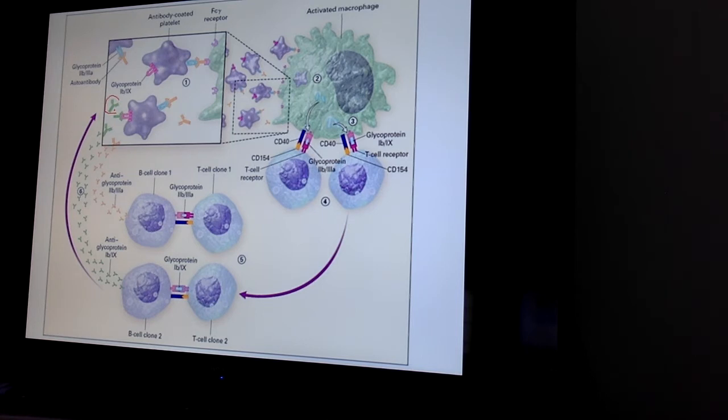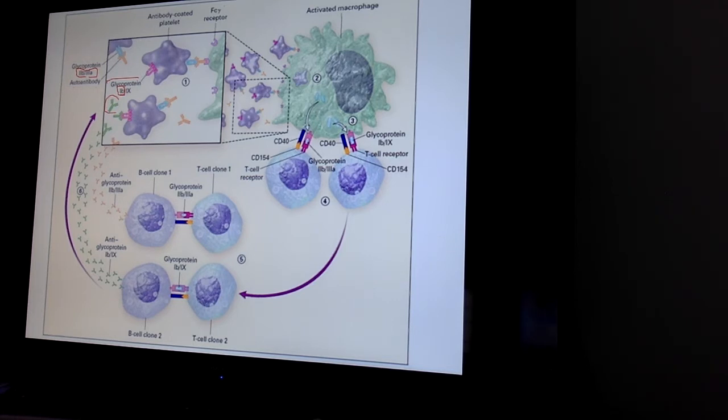In children, usually it is viral infection or immunization that might cause their immune system to become crazy, and then they start recognizing the antigens within the platelet as foreign antigens, okay? So they will produce antibodies against glycoprotein Ib, which, if you remember, binds to the von Willebrand factor, and also antibody against glycoprotein IIb/IIIa, which promotes the aggregation of the platelets.